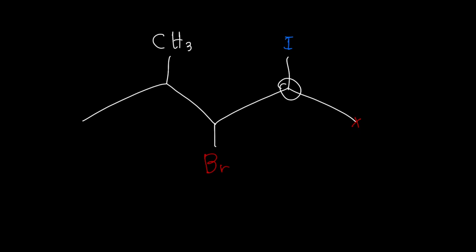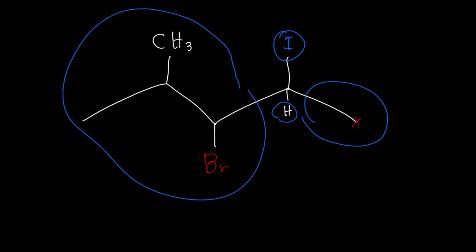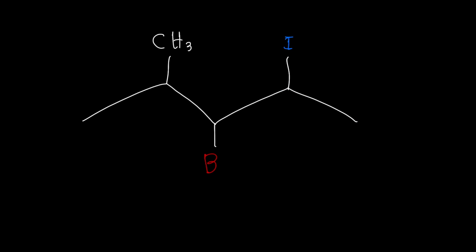This carbon right here, it has an iodine, it has a methyl, and it has an invisible hydrogen, and it has this. What you should notice here is that none of the groups which I have circled are the same. None of them are equivalent to one another. So therefore, this carbon is going to be chiral. So that one gets a check mark.